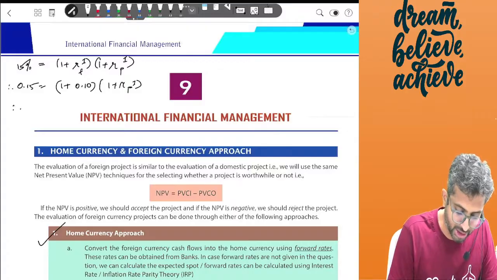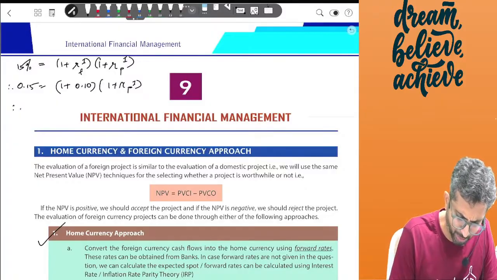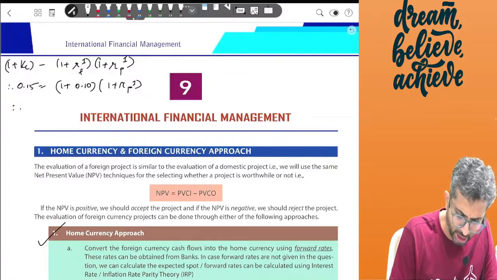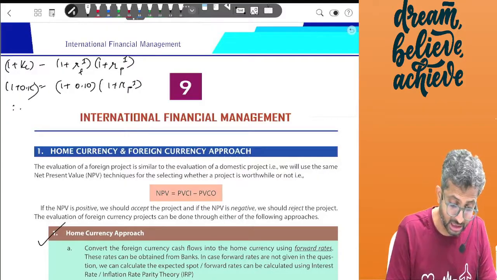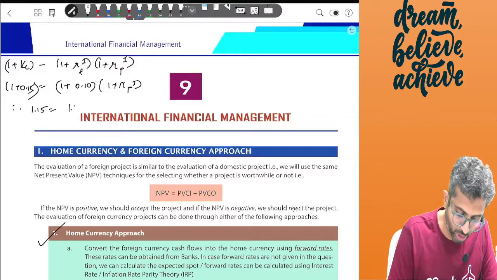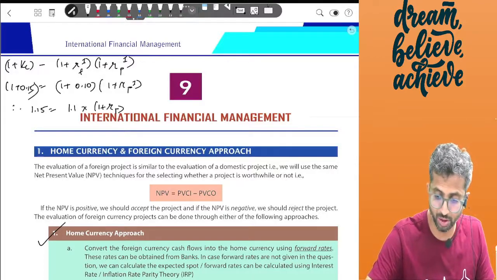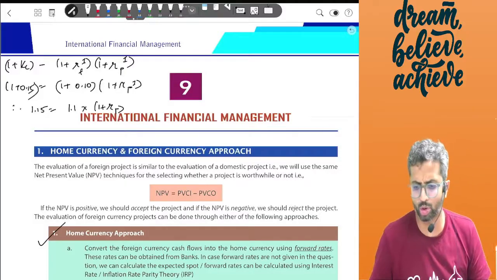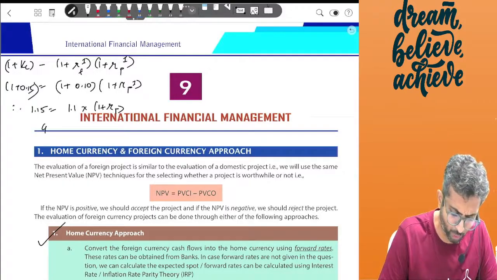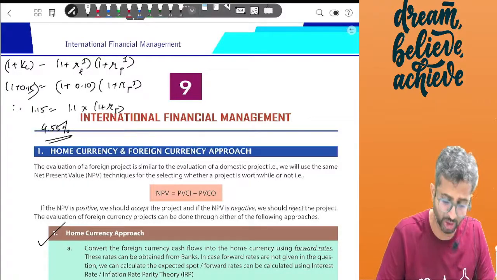So this is my rate of return, 1 plus KE. So 1 plus your required rate of return equals 1 plus 0.15. The 1 at the start of the year should become 1.15 at the end. So 1.15 equals 1.1 into 1 plus RP. If I solve, 1.15 divided by 1.1 comes to around 1.045. If I take 1 on the other side, your risk premium is around 4.54 or 4.55% approximately.